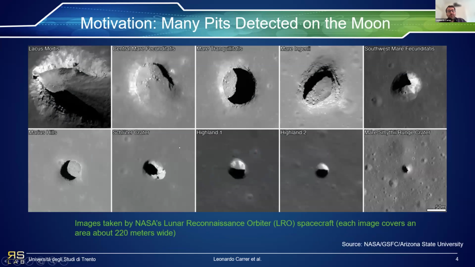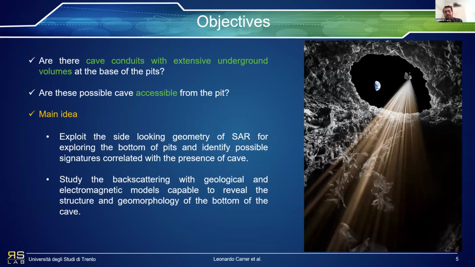So what is the motivation? Well, many pits have been identified on the surface of the Moon, as you can see here. These pits were identified mainly by optical images. But from optical images, unfortunately, it's difficult, if not impossible, to understand whether there is a cave conduit below the pit, so whether there is an extensive subsurface volume. So how can we address this problem with a different type of sensor?